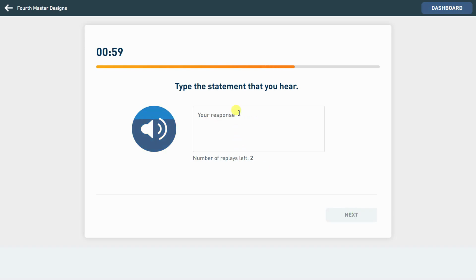Now let's jump to the next one. The musician performed a mix of classic and contemporary songs. I'll listen to this one again. The musician performed a mix of classic and contemporary songs. Performed a mix of classic and contemporary forms, I don't know. I have to listen again.